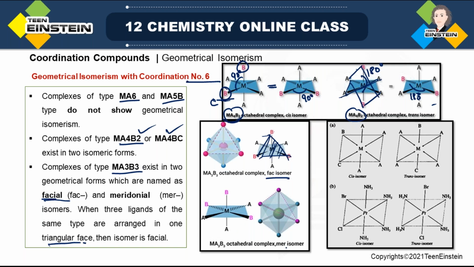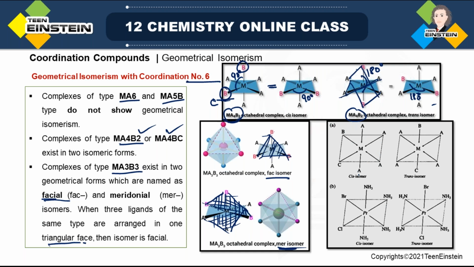Now see the arrangement in the second case, which is the meridional example. Here also you are getting a triangle, but it is not on the face of the octahedron, because in octahedral geometry there are different triangular faces. But this triangular arrangement that you are getting is actually inside the octahedron, right? You can also join the 3A, a similar type of thing will happen. Okay, so depending on what type of arrangement is there, it will be either facial or meridional.